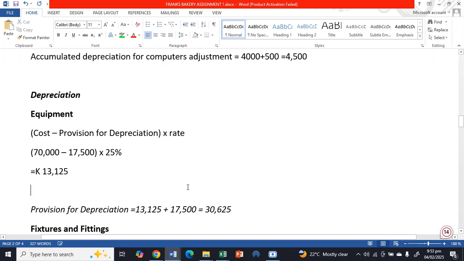Okay. This depreciation charge for this year, we're adding it with the previous provision for depreciation for equipment. The way it works with depreciation, every year you calculate the depreciation expense. That expense, you put in the statement of profit or loss. Then that same depreciation expense, you add it to the provision for depreciation, and that's the amount you put on the balance sheet.